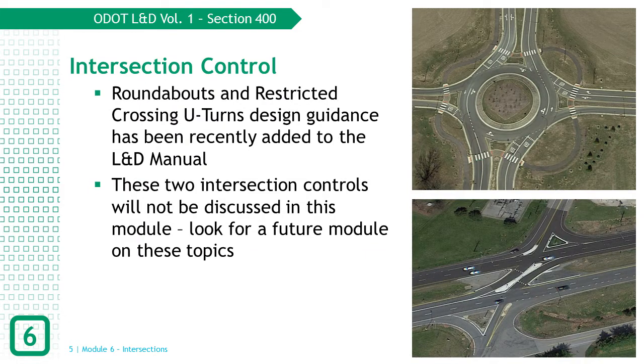Design and operational guidance on roundabouts, shown in the top right, and restricted crossing U-turns, or R-cuts, shown in the bottom right, has been recently added to the L&D Volume 1, and FHWA and AASHTO have additional guidance available for alternative intersections. These 2 intersection controls will not be discussed in this module. Look for a future module on these topics.